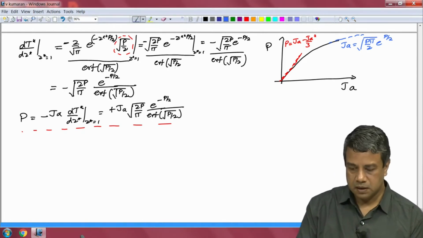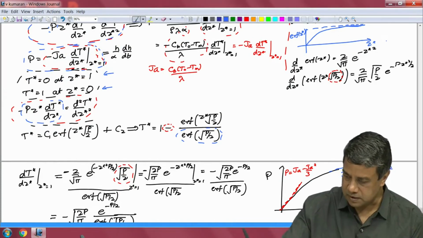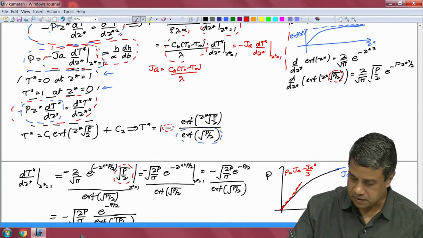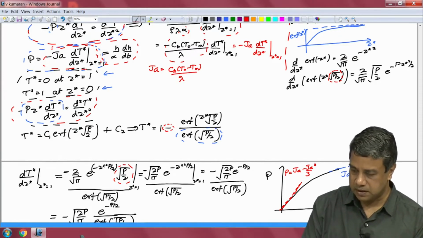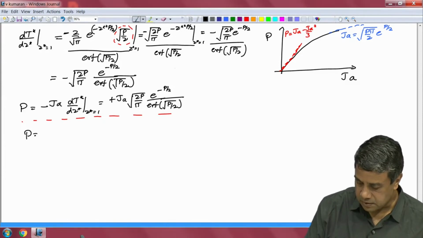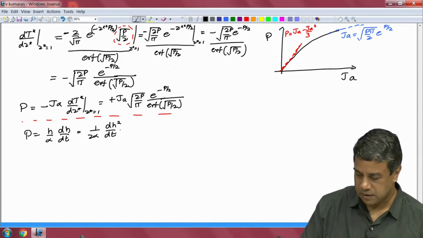And once I have a value, then I can use the second part of this relation. I know that p is equal to h by alpha dh by dt, which is equal to 1 by 2 alpha dh square by dt.